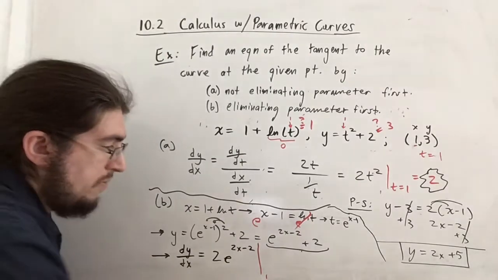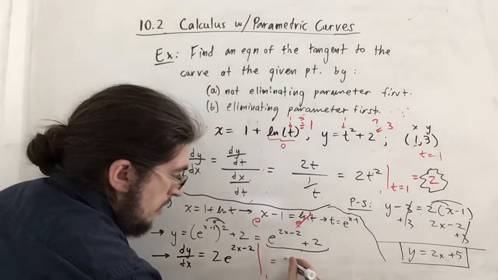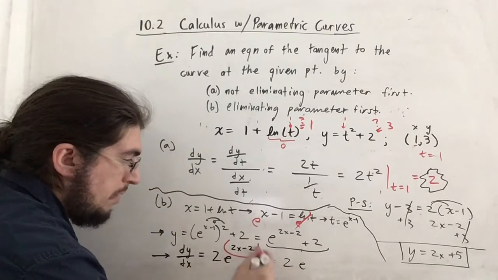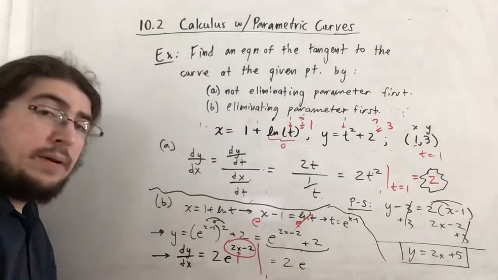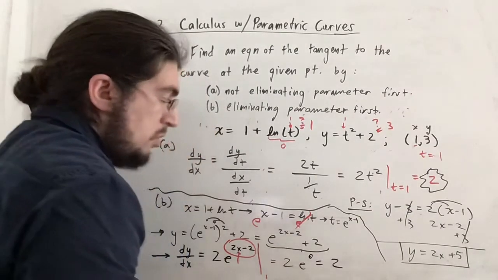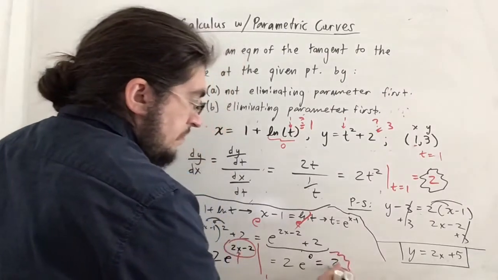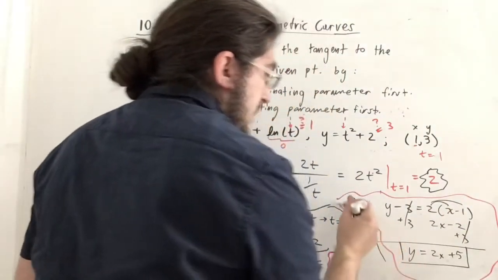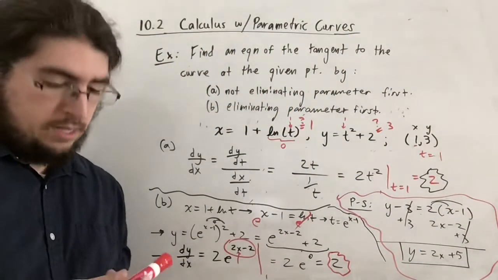And when you plug in 1 for x here, what do you get? You get 2 times e to the, well, in the power here, when you plug in x to be 1, you end up getting 2 minus 2, which is 0. e to the 0 is just 1. So we indeed get this 2. And then this point slope form part was just the same for both A and B.